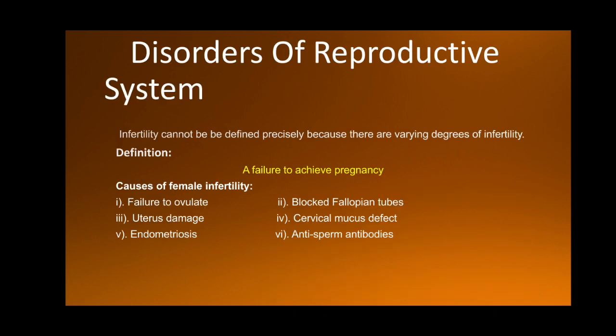So first of all, we need to know the definition of infertility, that is the disorder of the reproductive system. It is the failure to achieve pregnancy, or in other words, infertility cannot be defined precisely because there are varying degrees of infertility. And in this session, we will talk about the causes of female and male infertility, their treatments, and different diseases of the reproductive system.